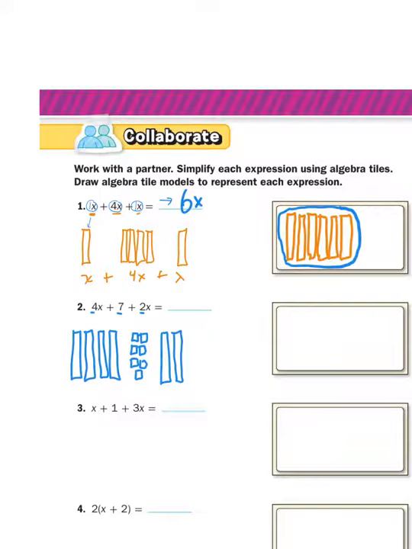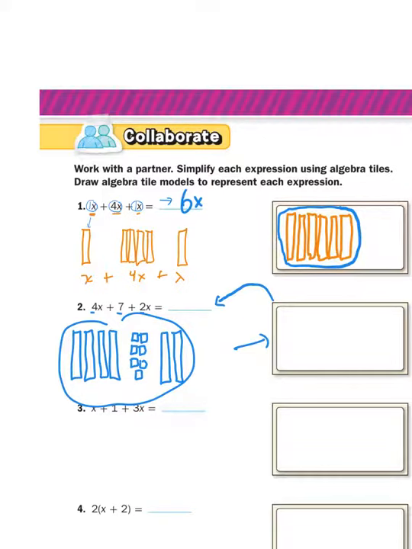Okay, now here's what you are to do. Your job is to take this and group all of the x tiles next to each other and all of the 1 tiles next to each other, and then to write that as a simplified expression on this blue line. Now, if you're really stuck, you can do it with me, but I'd rather you try it on your own and restart the video. So, pause the video, restart it when you're ready. Go.